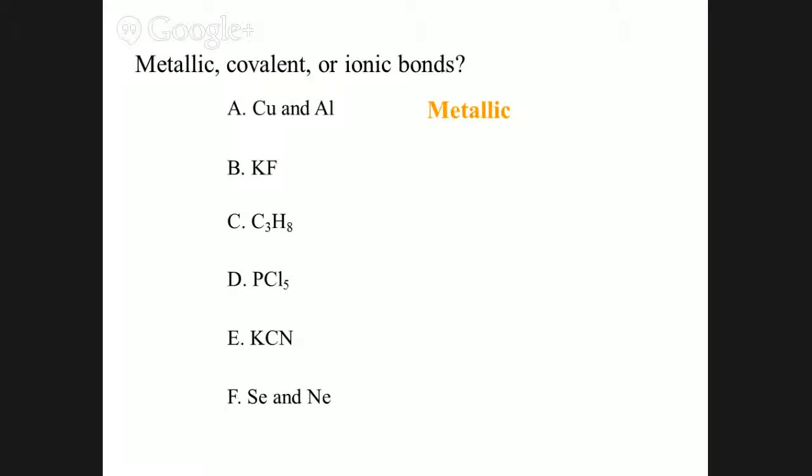All right. KF, potassium and fluorine. Ionic, that's right. Potassium, K, column 1, an alkali metal. F, fluorine, a halogen, a nonmetal. So it is ionic. All right. C3H8, covalent, carbon and hydrogen, both nonmetals. That is correct. Okay, PCl5.